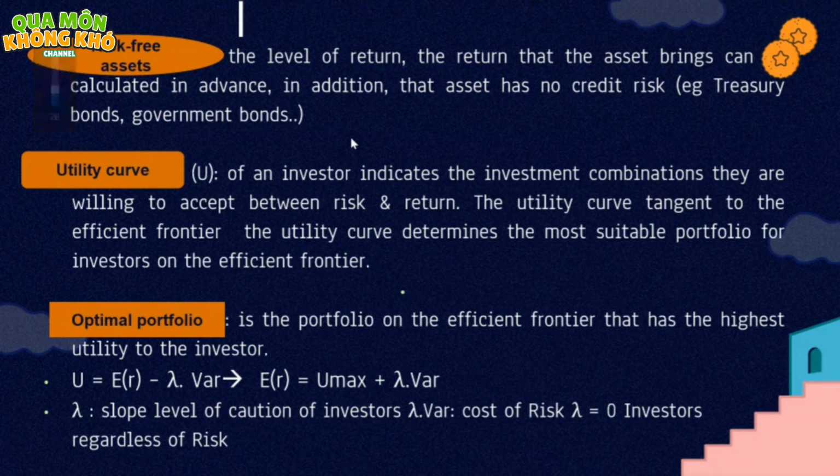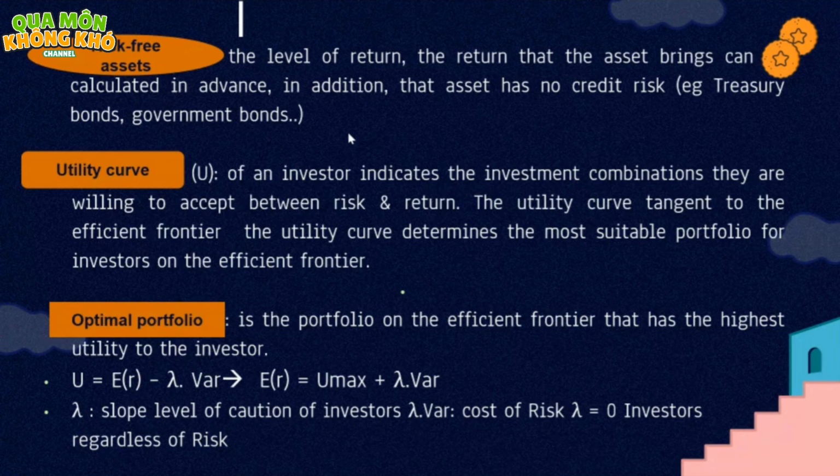The utility curve of an investor indicates the investment combination they are willing to accept between risk and return. The utility curve is tangent to the efficient frontier. The utility curve determines the most suitable portfolio for the investor on the efficient frontier.